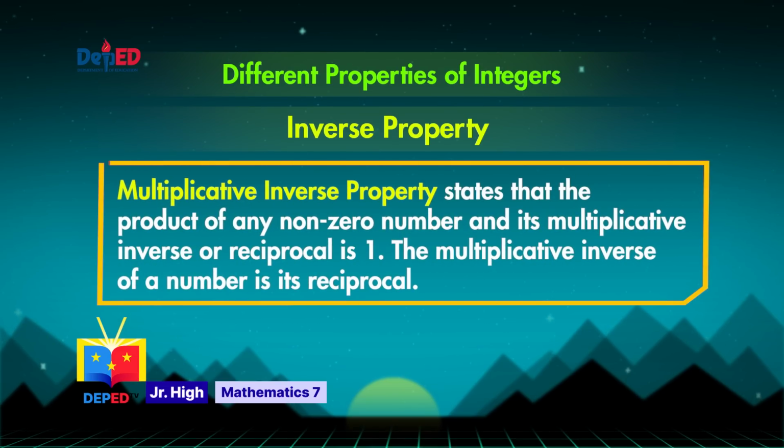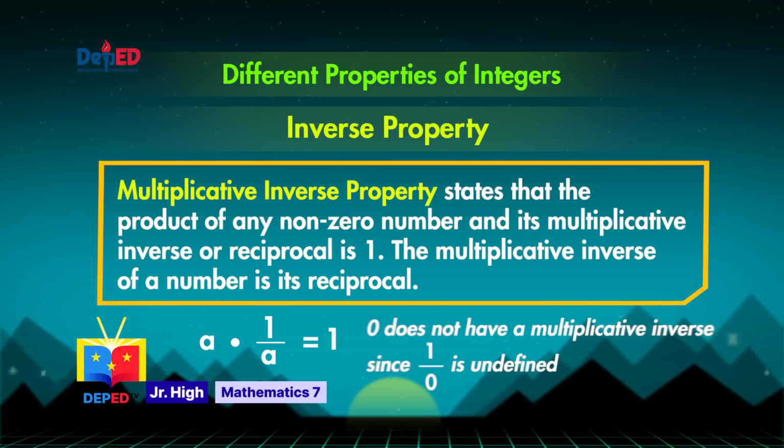The multiplicative inverse property states that the product of any non-zero number and its multiplicative inverse or reciprocal is 1. The multiplicative inverse of a number is its reciprocal. That is, a times 1 over a is equal to 1. Take note that 0 does not have a multiplicative inverse since 1 over 0 is undefined.